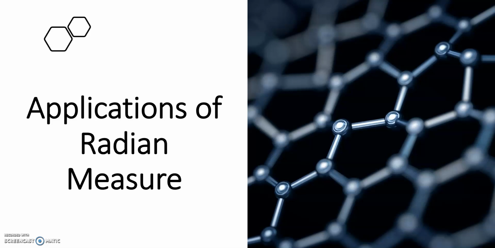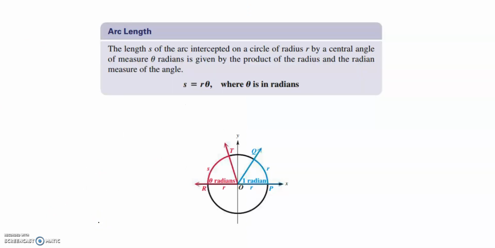And the very first thing is arc length. Arc length is a measurement of the length around the circle. I have a circle down here, and let's look at the red portion right here. Say I wanted to measure this part where I'm tracing my mouse, that would be considered an arc length. It says the length S of the arc intercepted on a circle of radius R by a central angle of measure theta radians is given by this formula.